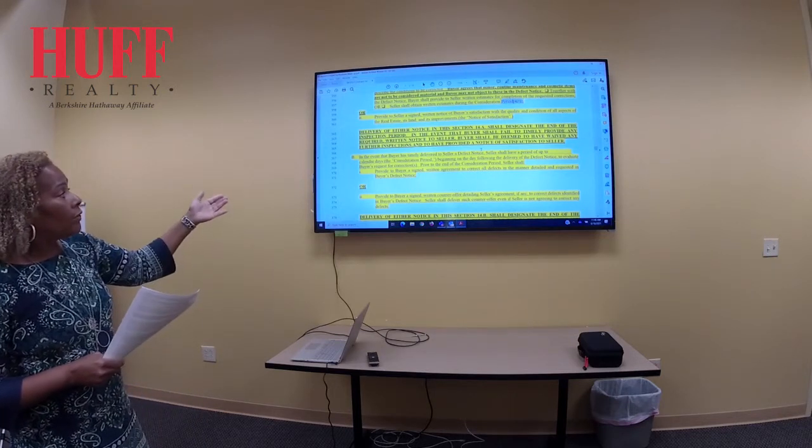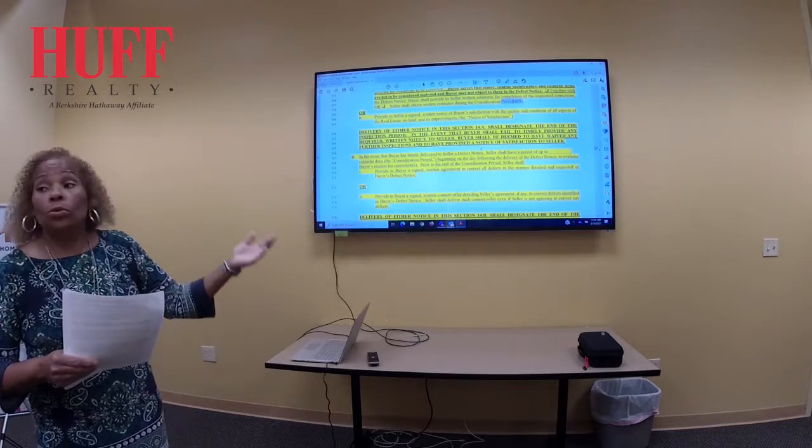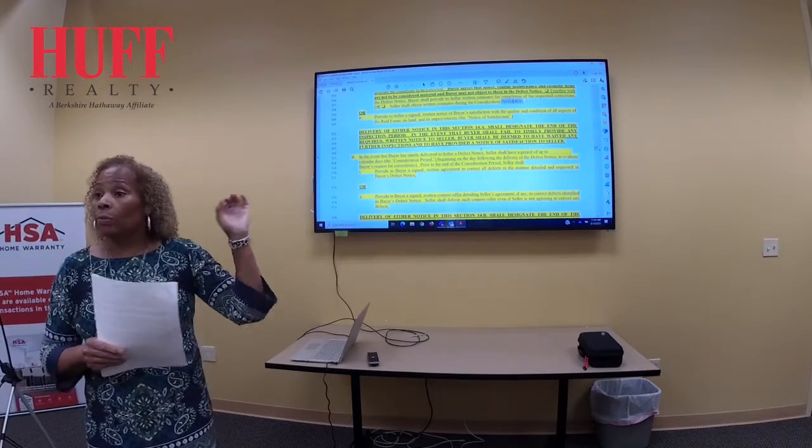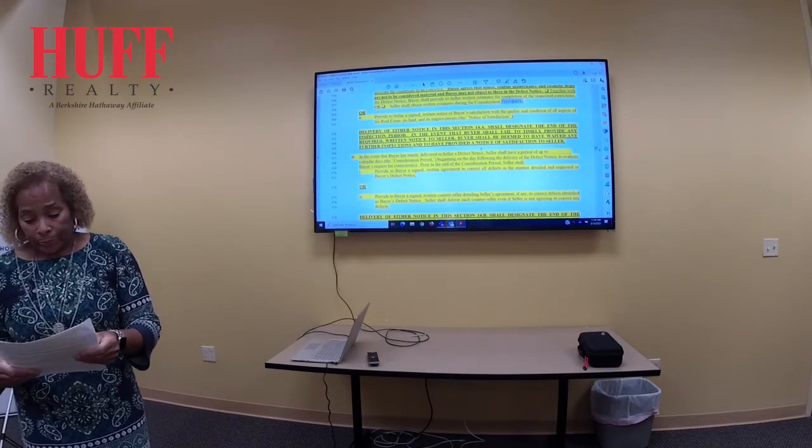Now, what this says next is B, that in the event that the buyer has given the seller notice of inspections that are due, the seller then has a blank number of days to provide a response. So the seller cannot just sit back and do nothing anymore. You're going to have a specified number of days that the seller must respond.